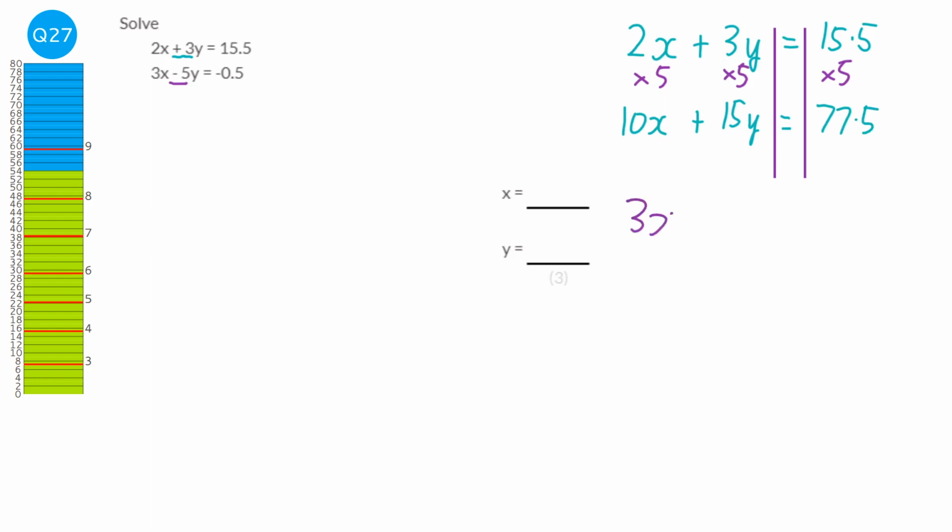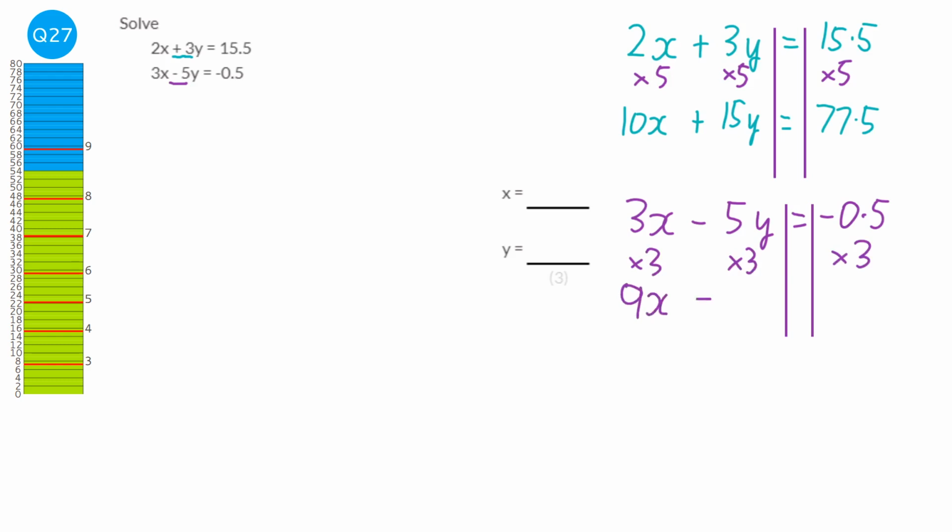And I'm going to do exactly the same for the second equation. So we've got 3x minus 5y equals minus 0.5. Get my lines in, and this time I'm going to times everything by 3 to make the coefficient of the y negative 15, but again we ignore the signs. So that's going to be 9x minus 15y, and that's going to equal minus 1.5.